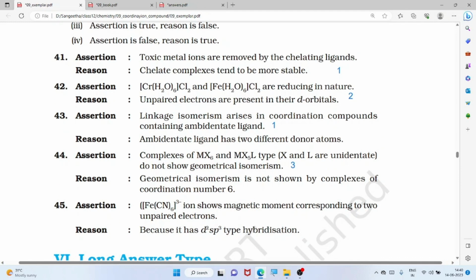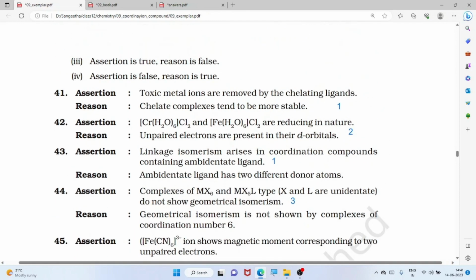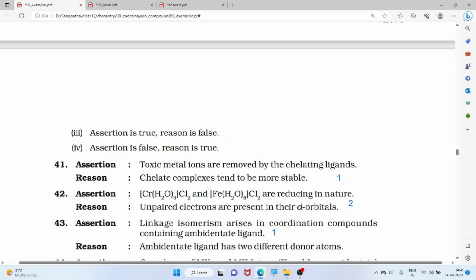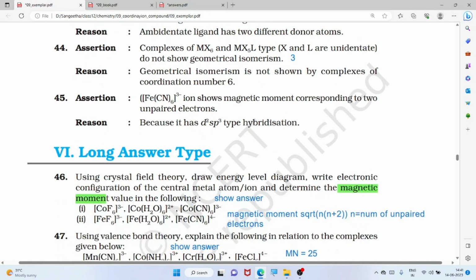Linkage isomerism arises in coordination compounds containing an ambidentate ligand. Ambidentate ligands have two different donor atoms. Okay, that is correct. Complexes with unidentate ligands do not show geometrical isomerism. Assertion is true, reason is false. Okay.